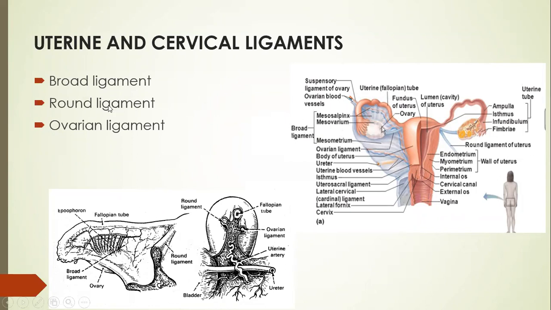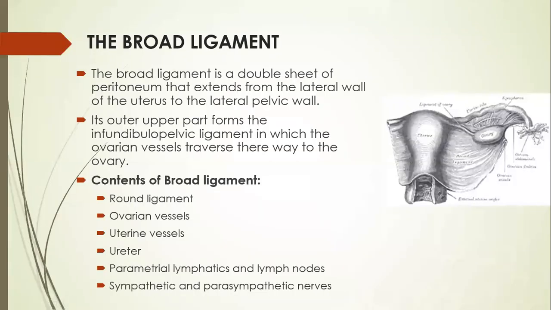Then we have the round ligament. If you can see here, there is the round ligament of the uterus, which will keep the uterus in its position. Then we have the ovarian ligament, the ligament of the ovary. Here you can see this is the ovarian ligament, so the ligament of the ovary. So these are the three important ligaments.